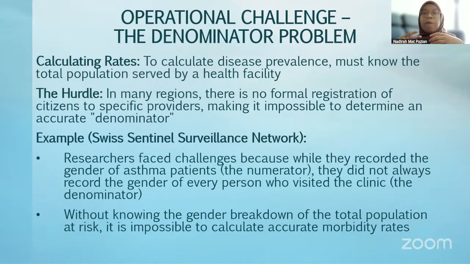So again, this goes back to the first stage of having surveillance or data sharing, or even creating a surveillance system, which is how you collect your data. What information do you need from your patients or from your populations in order to have an accurate prevalence rate? So that's the operational challenge.